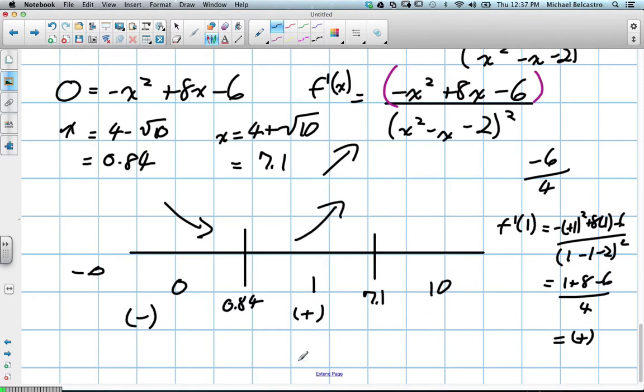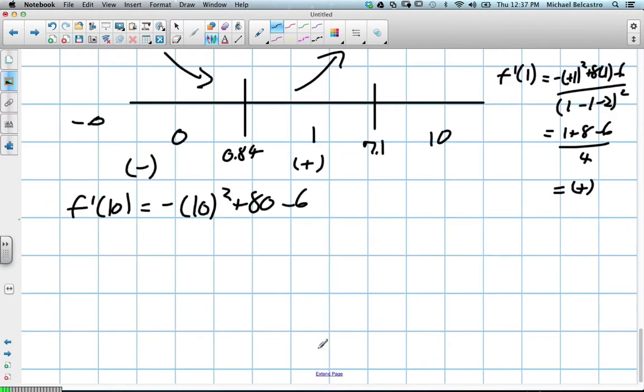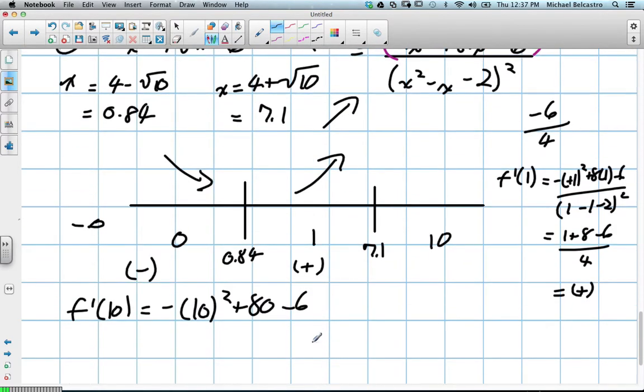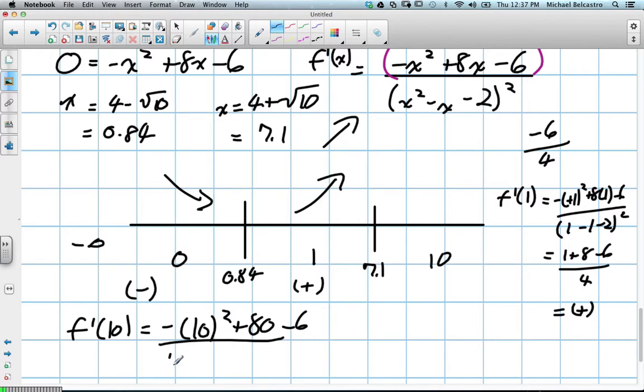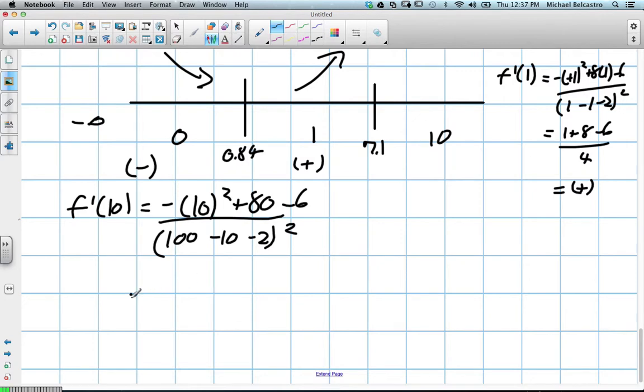So because we're positive between here, we start increasing. And then finally, we'll use the value of 10. F prime at 10 is equal to negative. And this is where you guys with your lovely calculators will come in handy. 10 squared is 100 minus 10 minus 2 squared. All right, let's figure this out. 100 plus 80 minus 6 is 174. Oh, no, it's negative. Yeah, so negative 100 is 20, negative 26 over a positive value, but it doesn't matter. It'll give us a negative in the end. So that is negative, therefore we're decreasing.